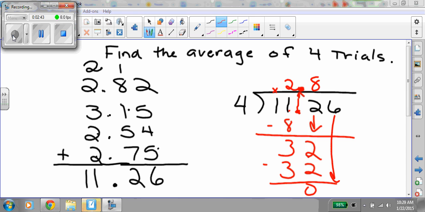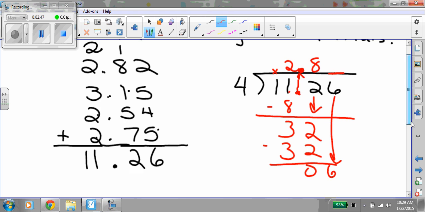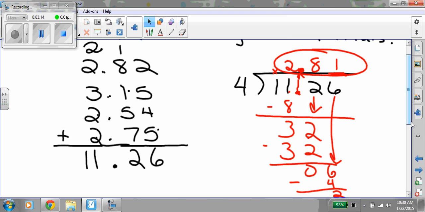I'm going to bring down the 6 because I'm working through the hundredths column here. How many 4s are in 6? There's 1 4 in 6. Minus 4. I do have a remainder of 2, but we are just stopping there in the long division process right now because I've asked you just to go through the 100th of a second. And later on, we will talk about what you would do with that remainder. So the average time for this particular person is 2 whole seconds and 80 100ths of another second, or 2.81.